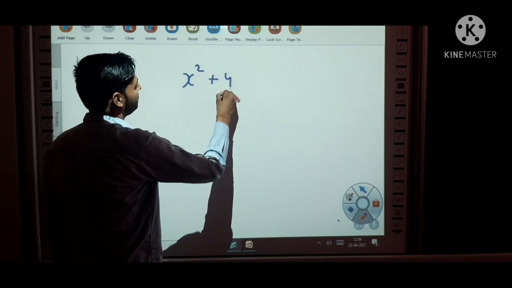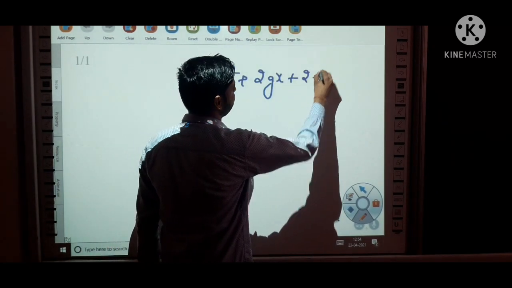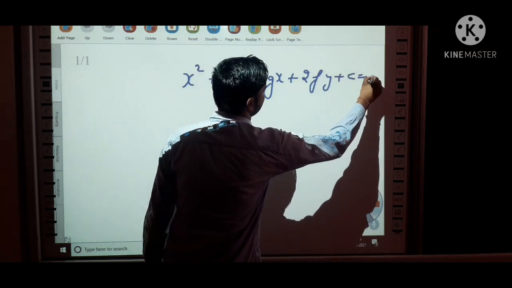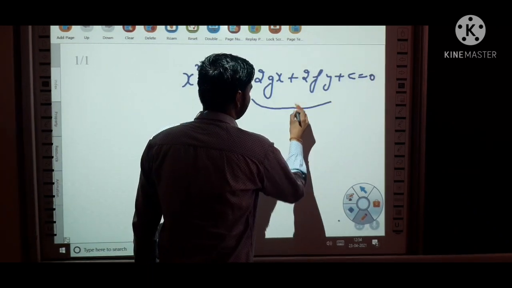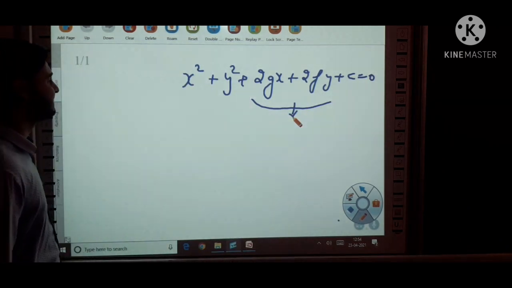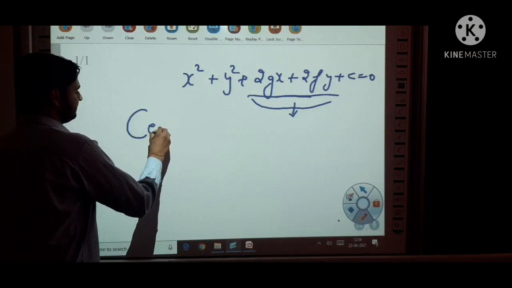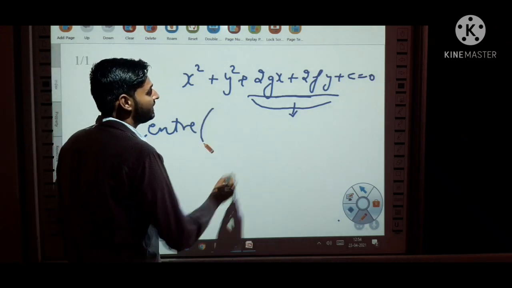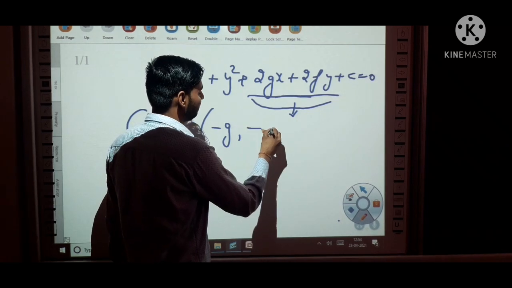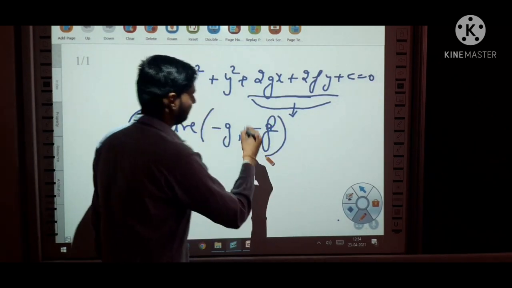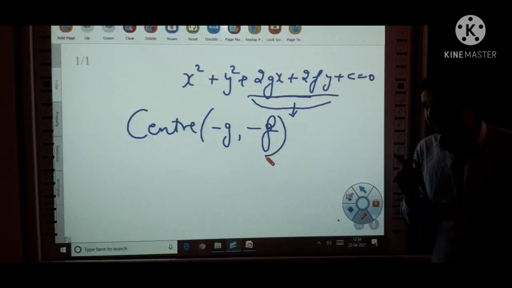x square plus y square plus 2gx plus 2fy plus c is equal to 0. So if you want to calculate the center of that circle, then we get the circle from this equation. The center is the negative of half of the x coefficient, and the negative of half of the y coefficient. So this is the coordinate of the center of that circle.